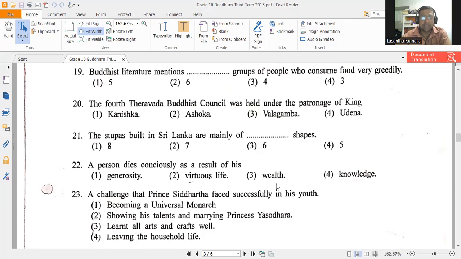Is it generosity? So what is the answer? The virtuous life. Yes, definitely it is about the virtuous life. So what do you mean by virtuous life? Good conduct and behavior. Yes, very definitely the good behavior.